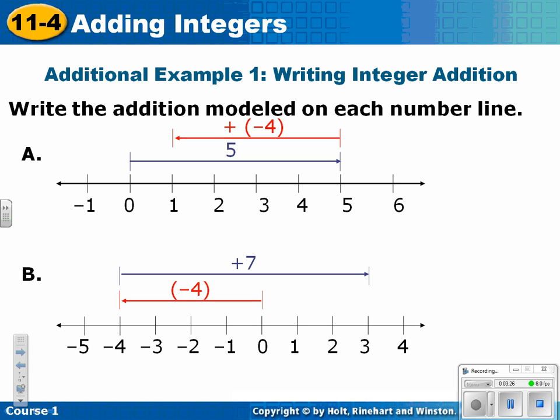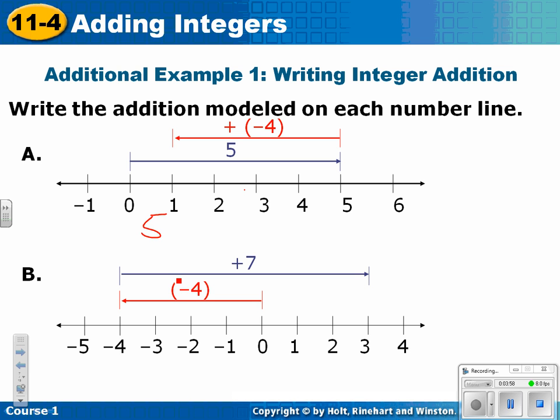What we're going to be asking you to do, and just leave your whiteboards alone for a minute, is write the addition modeled on each number line. So what it's asking us to do is basically write a number sentence. All right? So we always start at 0. That's where we are here. The first number in our number sentence, Parker, is the one that starts at 0. So the first one here is 5.